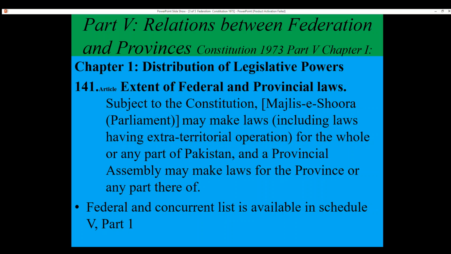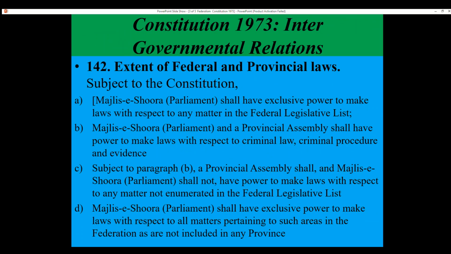But in the 18th amendment, this concurrent list has been abolished. By abolishing this list, these powers have been shifted to the provinces. Next we will see how these are accommodated in the Constitution of 1973.